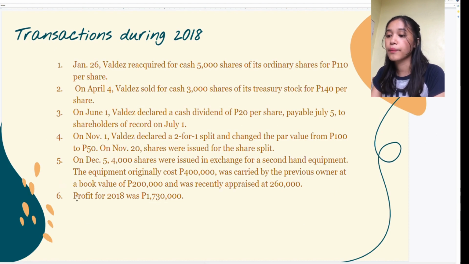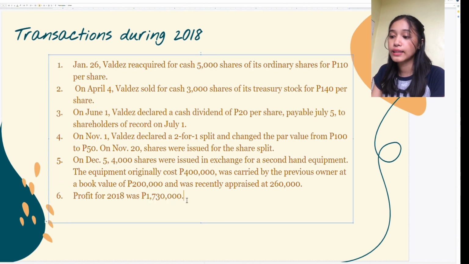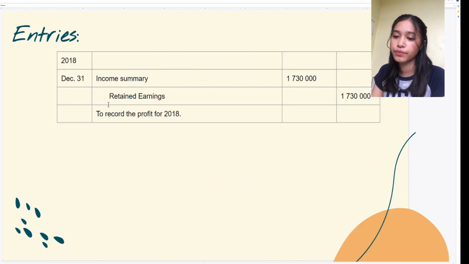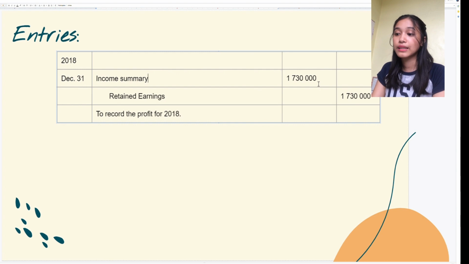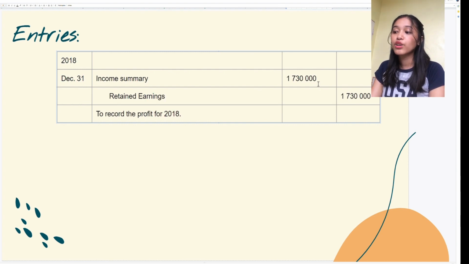For the last item, profit for 2018 was 1,730,000 pesos. To record this, on December 31, we are going to debit income summary 1,730,000 and credit retained earnings 1,730,000 pesos. The explanation: to record the profit for 2018.